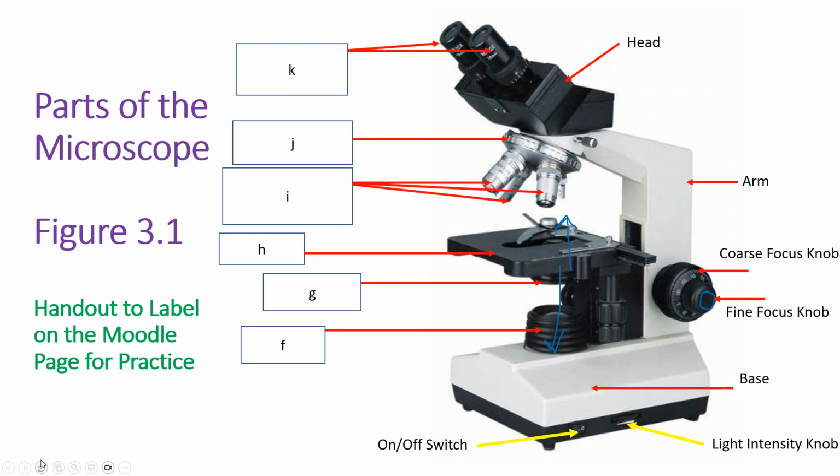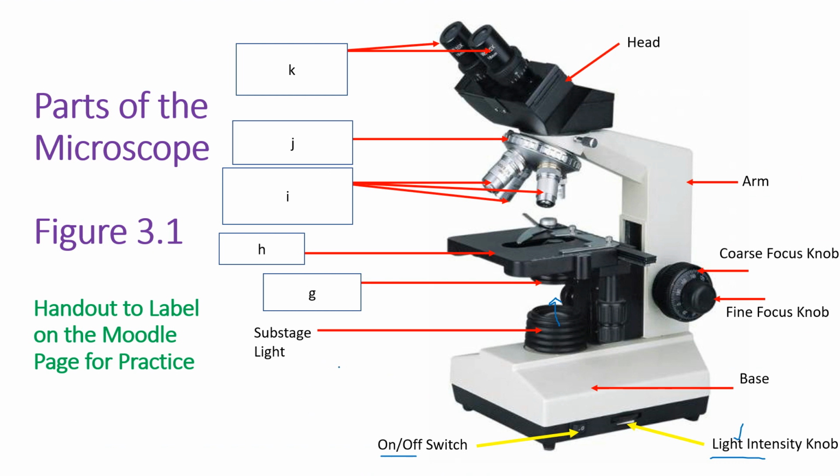Now, letter E is the base. And I put on here, it's not going to be asked on the test, but I did put on here where the light switch is, the on-off switch, and the light intensity knob. So this is like your dimmer switch. You do want to make sure that when you turn the microscope on, there's light coming from in here. Otherwise, the light bulb could be burned out, or it could be not plugged in, or maybe the dimmer switch is in the dim position. That's the light intensity knob. So you want to check those things to make sure.